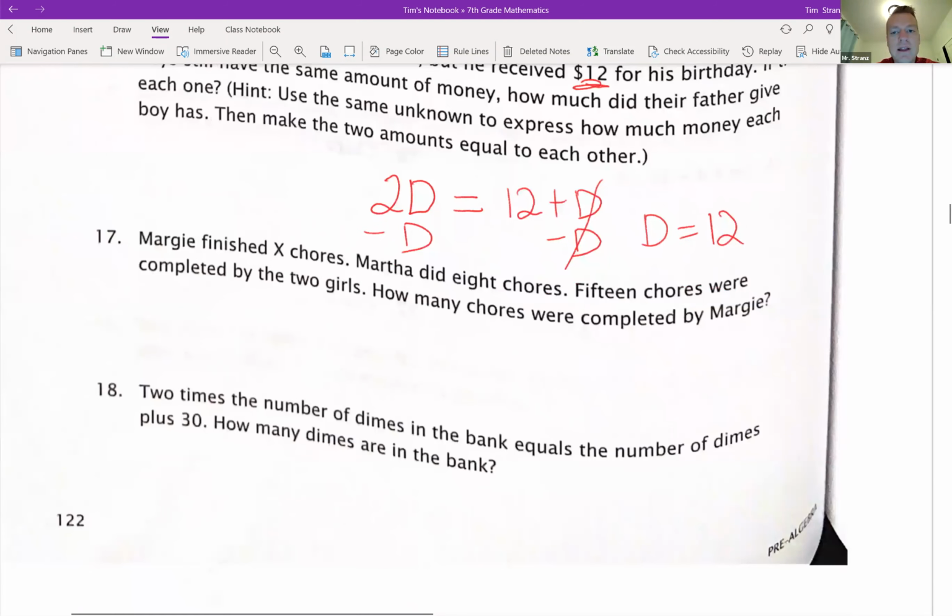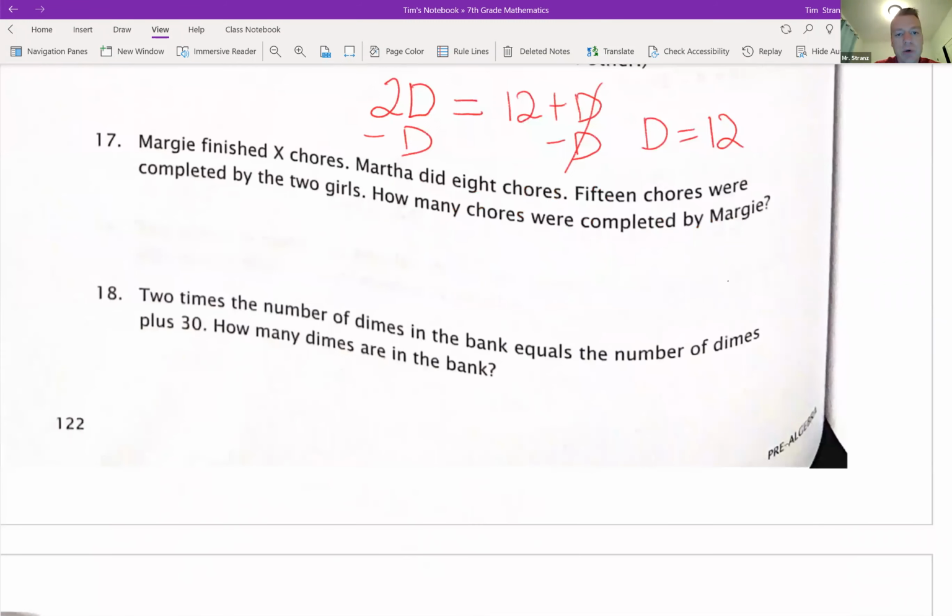Let's look at 17. Margie finished X chores. Again, I don't like that they use X because X is a multiplication sign. You have tons of letters in the alphabet you can use, and you chose to use X. I don't know what they were thinking. Could have used C for chores, or any other letter. But they want to use X.